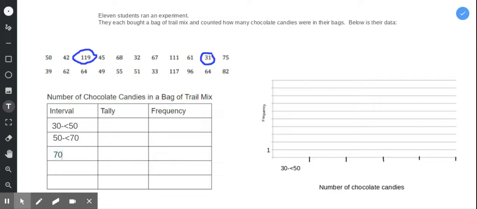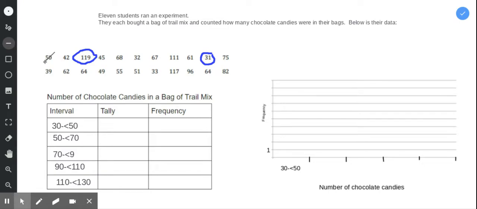Then I would have 70 through anything less than 90, then 90 through anything less than 110, and the last one would be 110 through anything less than 130. Now that there are those less than signs, I only have one place to put my 50. Once I have my intervals, I'm going to do my tally and frequency, just like I would do a normal frequency table.